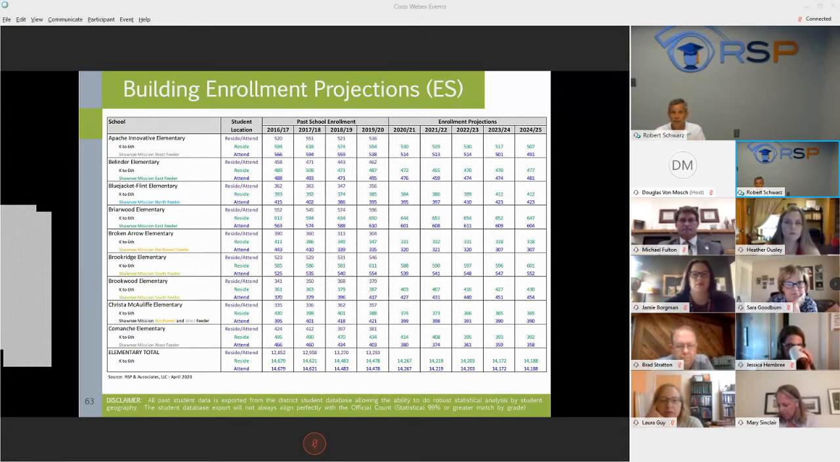And it's the same for each building, where the middle row, the green font, is based on your attendance boundary, who actually resides. That would be K through 6. So if we look at Apache, here in 1920, we had 554 K6 students that resided in that boundary. The bottom row, the attend, in the blue font, is the number of students based on the student data that we received who actually attended that building. So again, with Apache, we have 538.